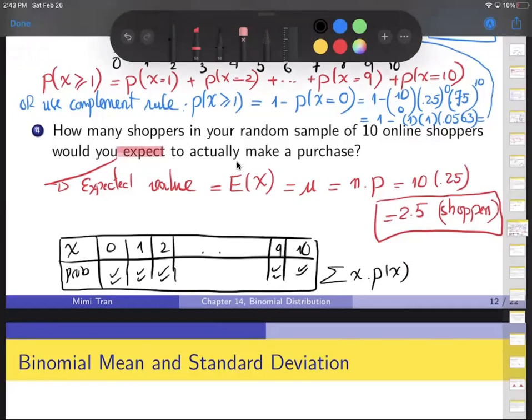So 0 times 0.0563 plus 1 times, what's 1 making a purchase? I forgot, but you can calculate it out: 10 choose 1 times P to the X, 1 minus P to the N minus X. And then you add them all up. The final answer should be 2.5. But on the exam, don't do that. Just use a formula, N times P.